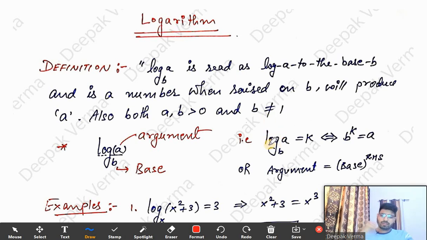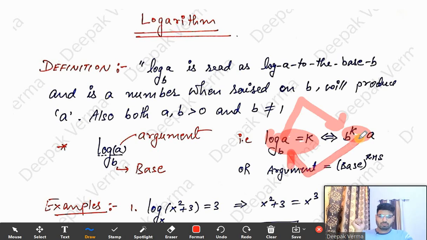Now according to our definition, log a to the base b is a number. Let's say this number is equal to k. When b, the base, is raised to the power k, we get the argument, that is a. Got it? This is called the log form and this is called the exponential form. From log form we can go to exponential form, and from exponential form we can go to log form.